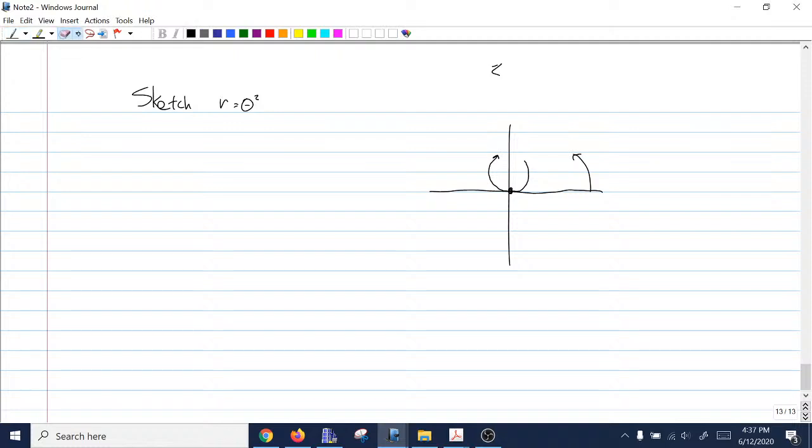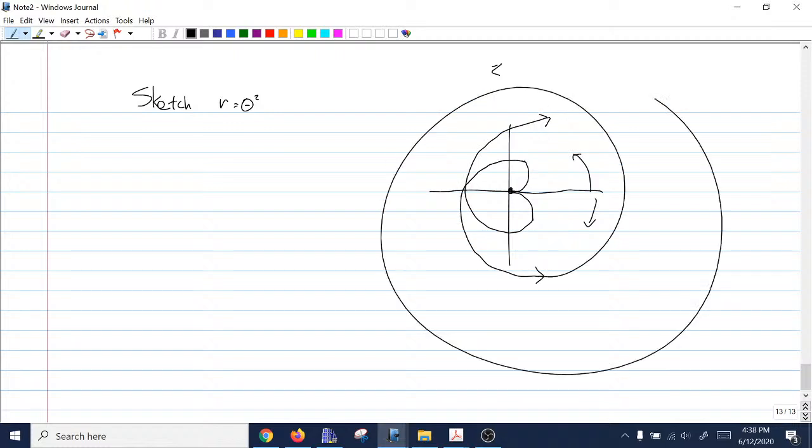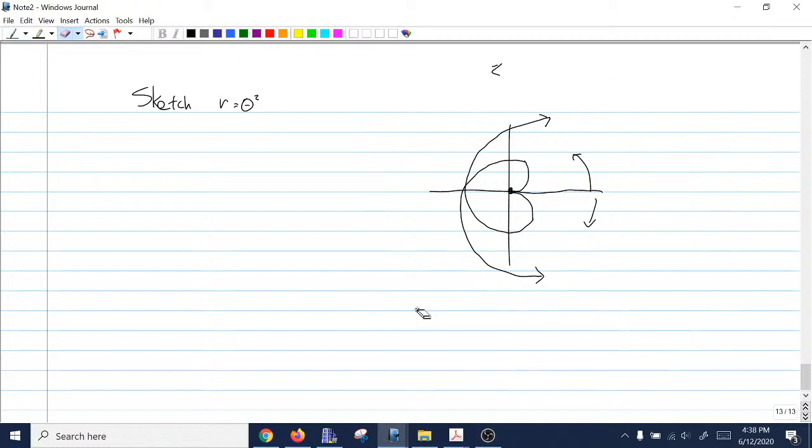Actually, wait, no. Have I messed this up? I want to think about a negative theta value giving me a positive number. Oh, this is one of these cusp things, just like the cardioid had. So this is coming up off of 0, too. So I think we have an up-down symmetry. But these are going to keep going around forever and ever, bigger and bigger, faster and faster.